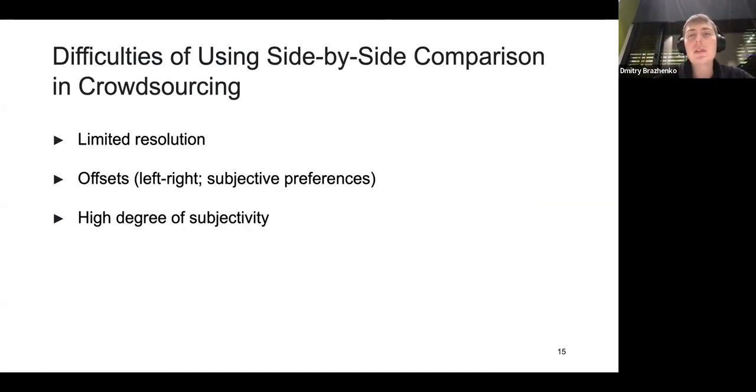Yeah, and there are some other difficulties that we can face. One is limited resolution, for example, if you have issues with your screenshot quality. And there can be offsets. We also call them biases or preferences. For example, some people prefer to select the left picture, and some people prefer to select the right object. So it's better to shuffle them to get non-biased results. And the last difficulty that we have already discussed is subjectivity. I mean, just people's preferences.